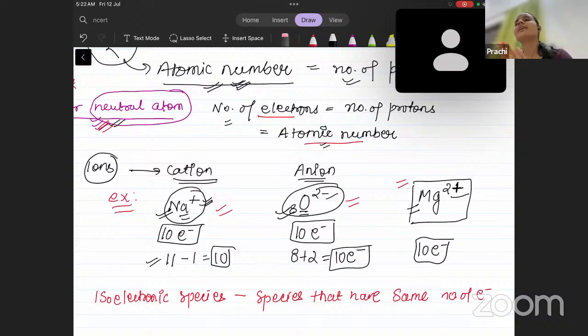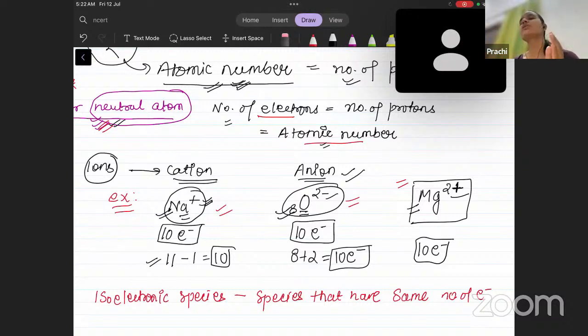If you are given ions or neutral species: if you have a neutral species, then simply your number of electrons will equal the atomic number. And if you have cations or anions, then you are supposed to calculate the number of electrons by subtracting the charge from the atomic number for cations and by adding the charge to the atomic number for anions, right? So here, Na positive, O2 negative, and Mg2 positive are isoelectronic species. Now, this is the first step.